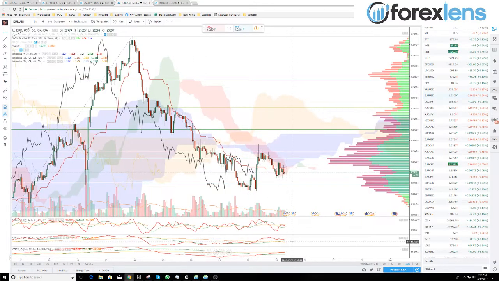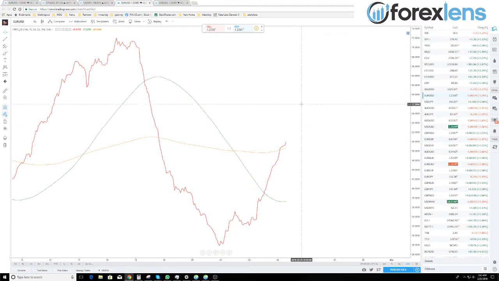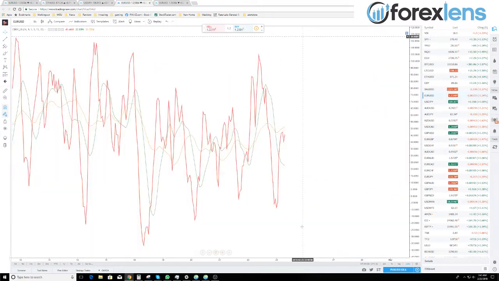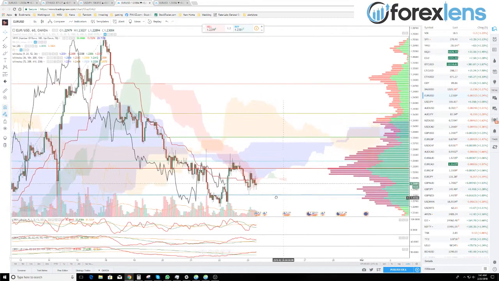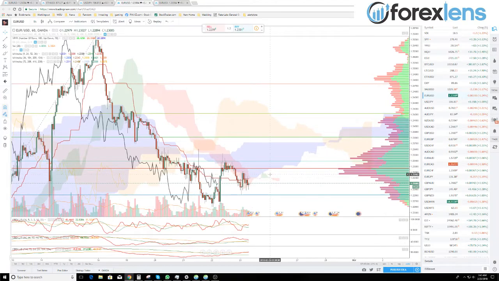So we have a short bias looking at the 4 hour. We have a short bias looking at the 8 hour. We have a neutral bias looking at it on the 1 hour. Okay, so we're just kind of looking at what our options are here, and that's what we're looking at.